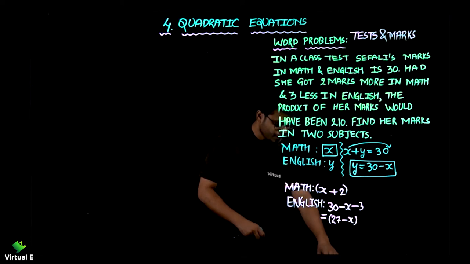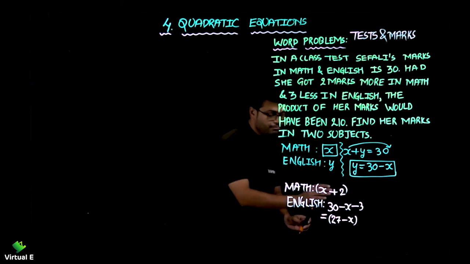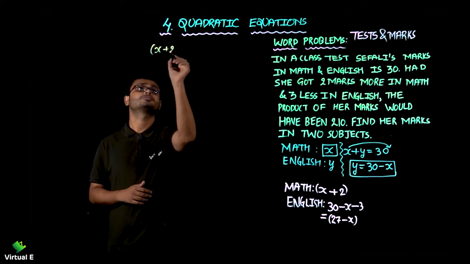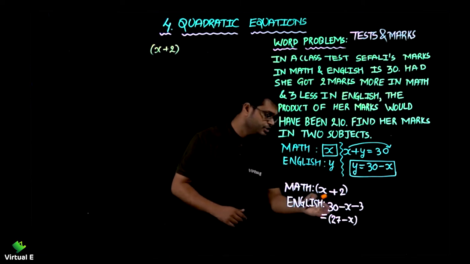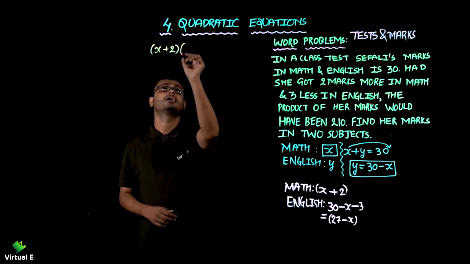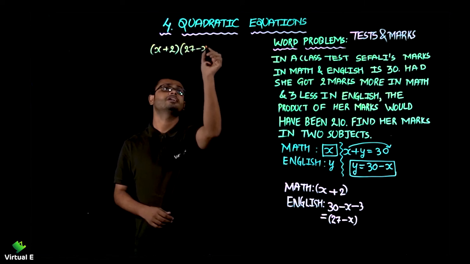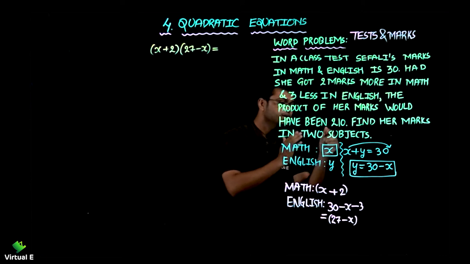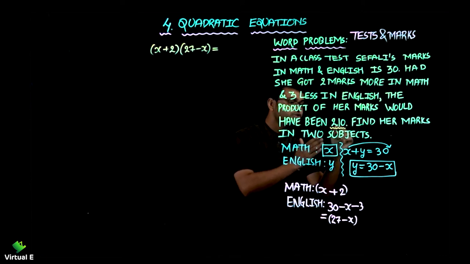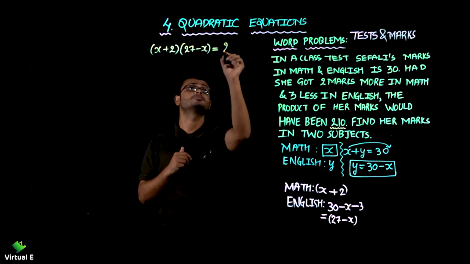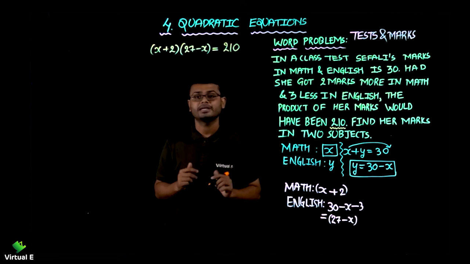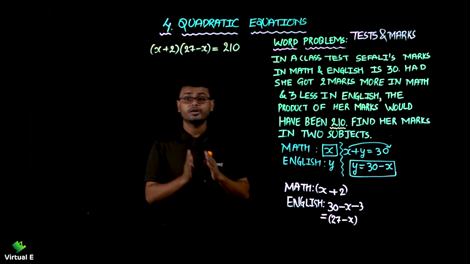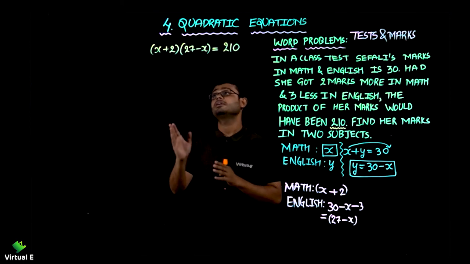Let's do the product. So marks in math, which is X plus 2. X plus 2. Marks in English, which is 27 minus X. 27 minus X. I have done the product. Now what should be the answer? It is given over here, which is 210. So 210.